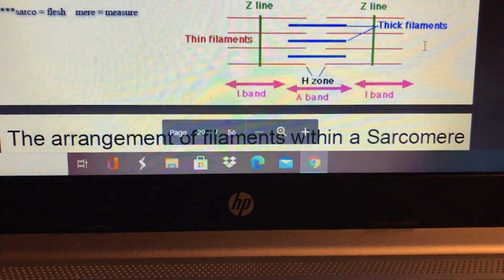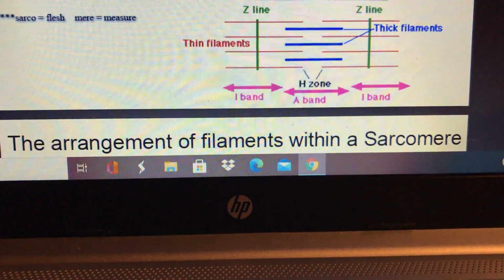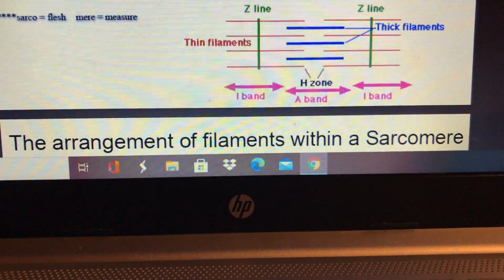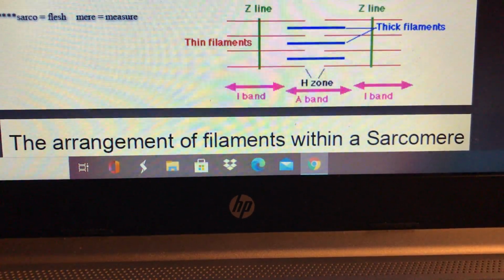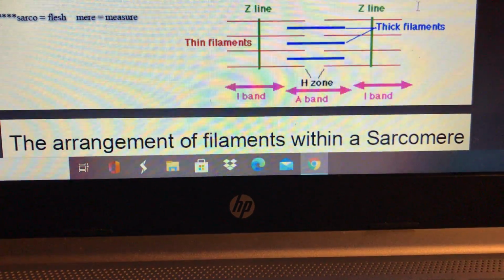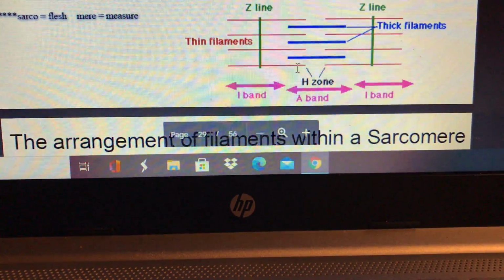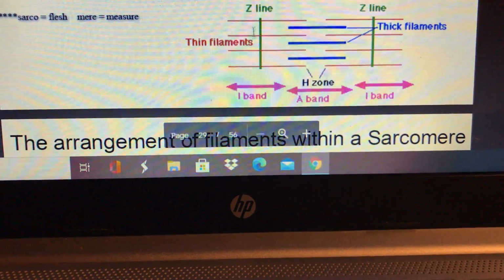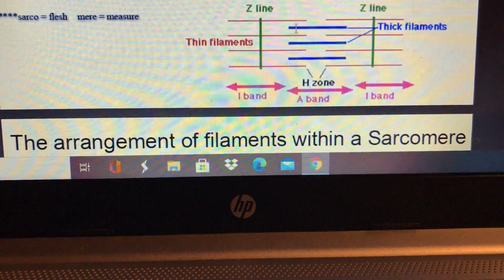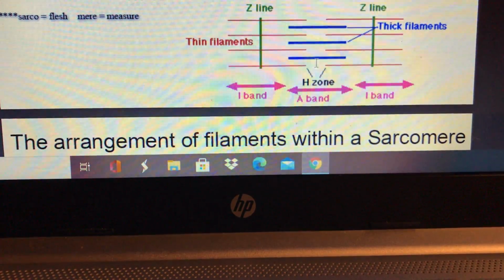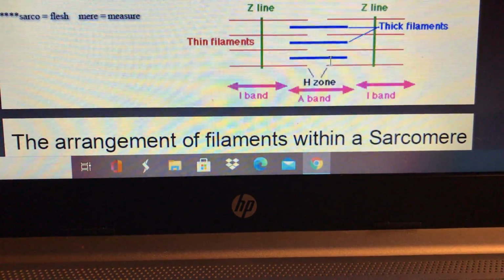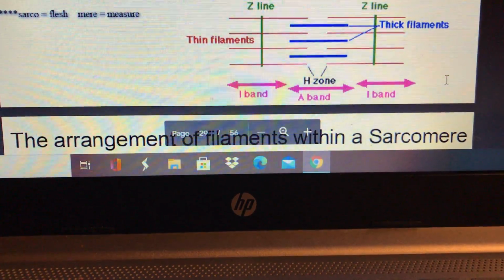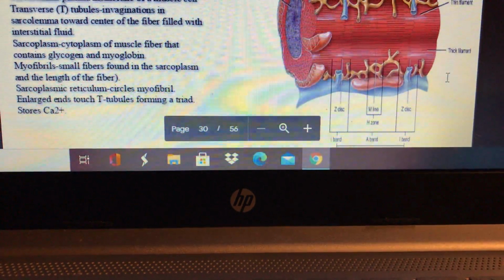Sarcomere. This is what a sarcomere looks like. From here to here is a sarcomere, this whole thing. These are Z lines. Sarco means flesh, and mere means measure, measure of the flesh. This is the zone. Thick filaments would be here. Thin filaments would be here. These are the thin filaments in the red. The thick filaments are the blue filaments. This is the H zone. The I band, the A band, and then the I band. The arrangement of filaments within a sarcomere.